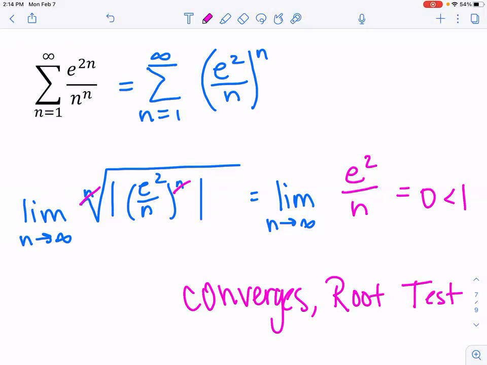So we could compare this to a geometric series, right? Because if n is bigger than... Yes, you could do a direct comparison test on this one. I can just reason all these out, but I can't use the test.